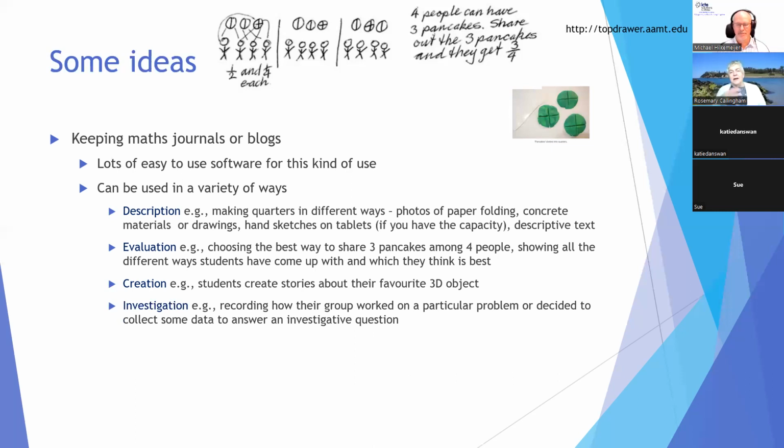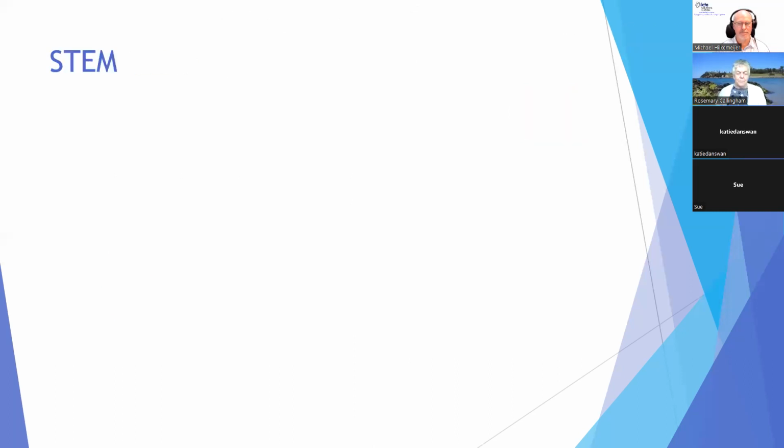And this ultimately can become part of the report that you're going to ask them to do at the end. So there are lots of ways in which maths journals or blogs can be used very, very effectively. And technology is a great support for some of this. Then we get to STEM, and STEM is another ballgame altogether.